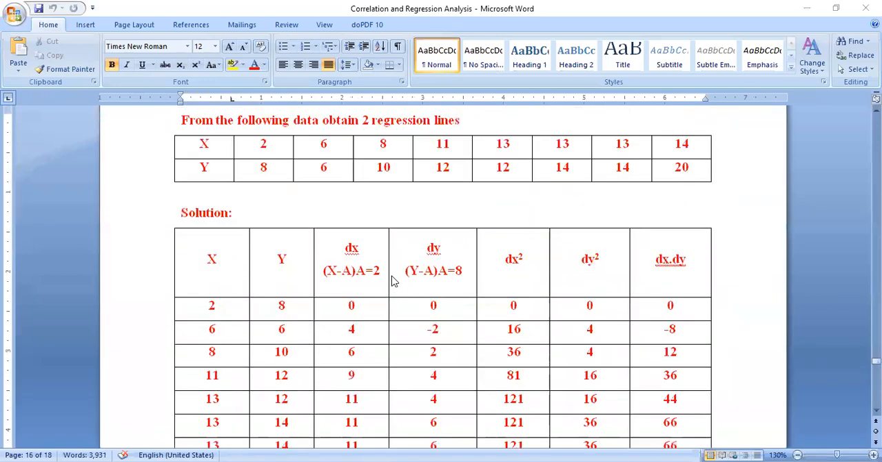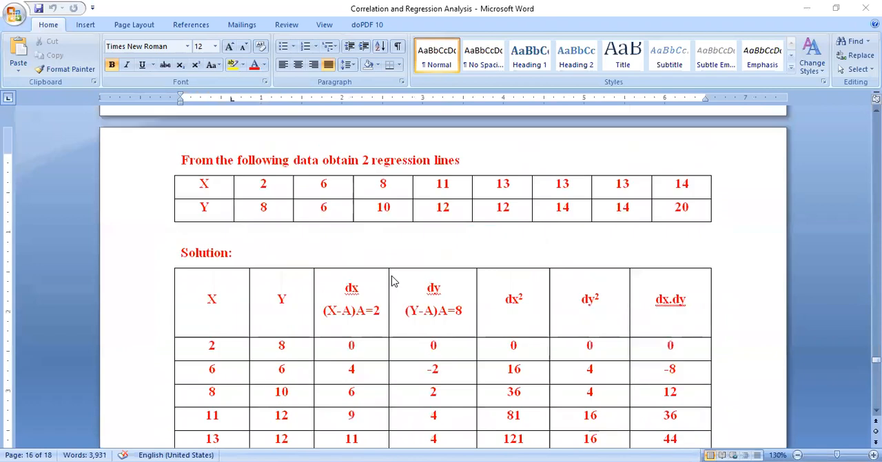You observe the problem carefully. This is the problem. From the following data, obtain two regression lines x, y. Here x values are 2, 6, 8, 11, 13, 13, 13, 14. Then y values are 8, 6, 10, 12, 12, 14, 14, 20.